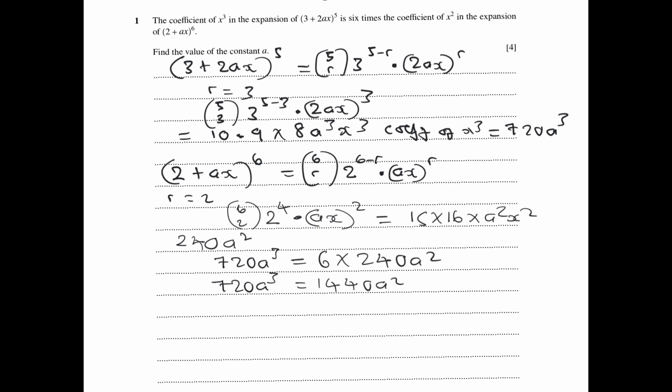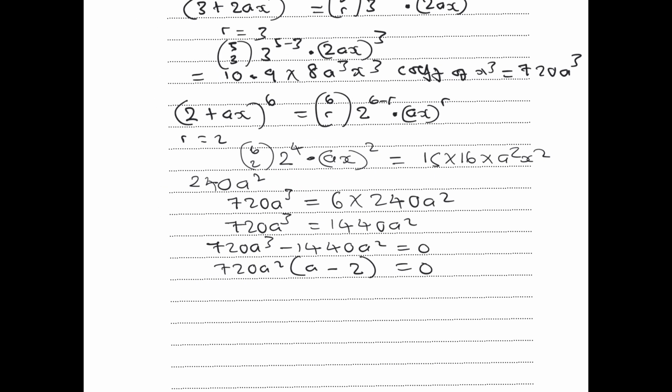that will give me 1440a squared. Now to solve such an equation, remember we need to take this to this side, and then of course maybe we can factorize. So we have 720a cubed minus 1440a squared is equal to 0. All right, so then we can factor out 720a squared, that's the common factor there. So we have 720a squared times (a minus 2) is equal to 0. So we factorized. So what it means is that this is equal to 0, or that is also equal to 0. So we have 720a squared is equal to 0.